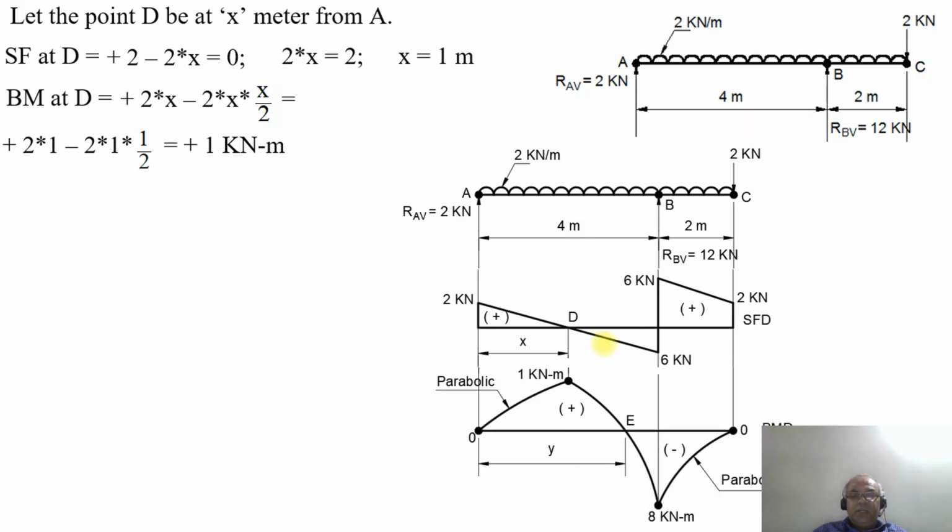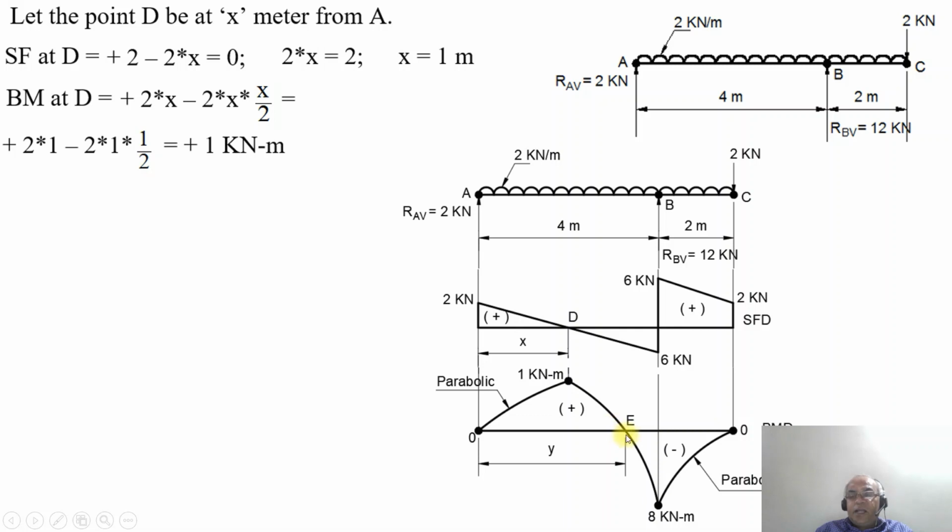So when you are plotting that, see what happens. It rises to 1 kilonewton meter here at the point D, and then again it drops down to the negative value of 8 kilonewton meter. This will be joined by means of a parabolic curve because between A and B you have the uniformly distributed load. So in the bending moment, the power of x is 2. Therefore, you will join these 3 points by means of a smooth curve. That means it's a parabolic curve.